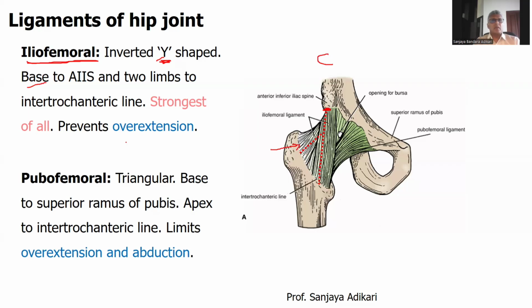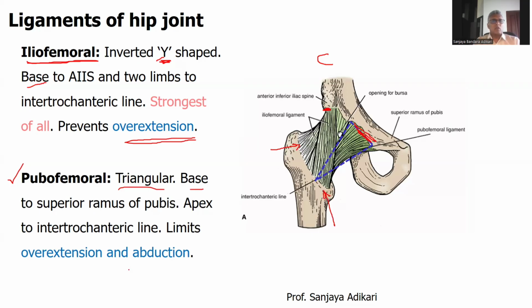And it prevents overextension of the hip joint. Not only this one, the other two ligaments also prevent overextension of the hip joint. Then the second one, the pubofemoral ligament, which is a triangular shaped ligament. The base of the triangle is at the ramus of the pubis. The apex of the triangle is again on the intertrochanteric line.